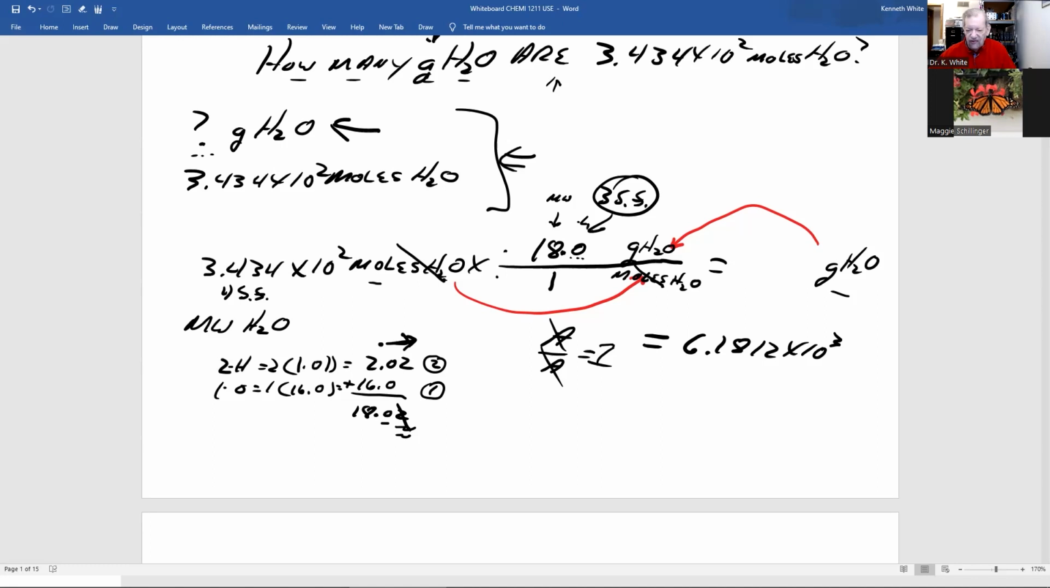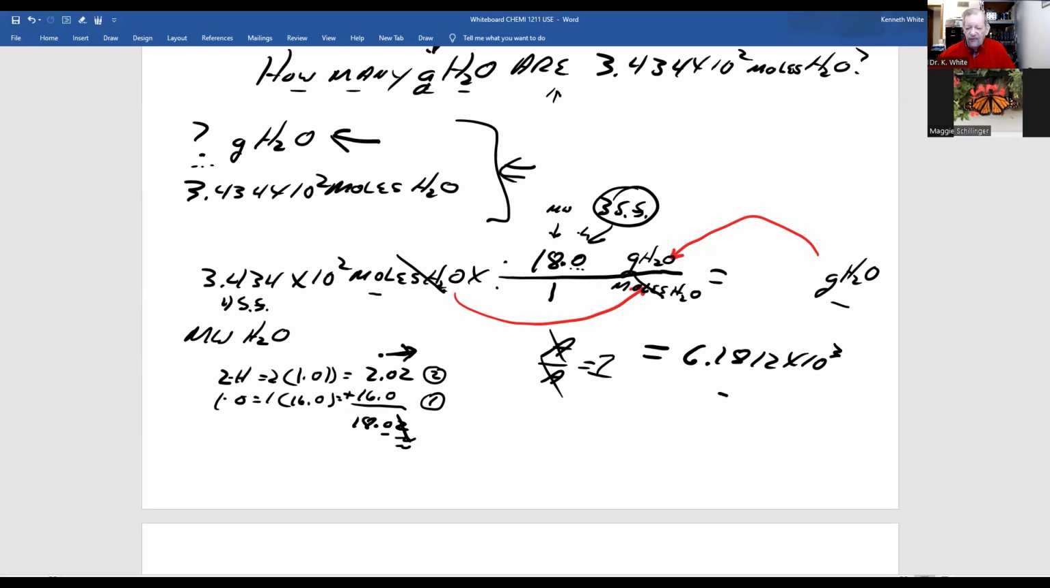All right, let's round this off. We need 3 significant figures. Keep the 6, keep the 1, keep the 8. Those are my 3 significant figures. Use the 1 to round off. Is that 4 or less or 5 or higher? And hopefully pick 4 or less. I'll drop this and this. And since it's 4 or less, I don't change the numbers in front. So the correct answer for this is 6.18 times 10 to the 3rd grams of water. And that's how you do it.